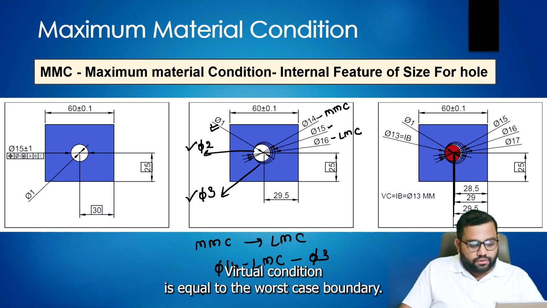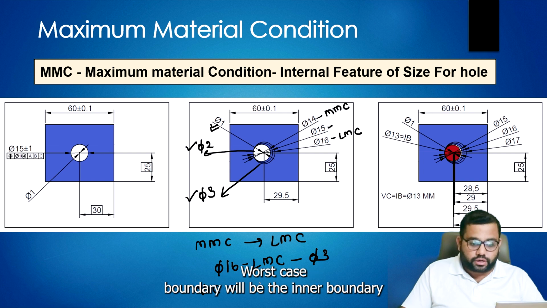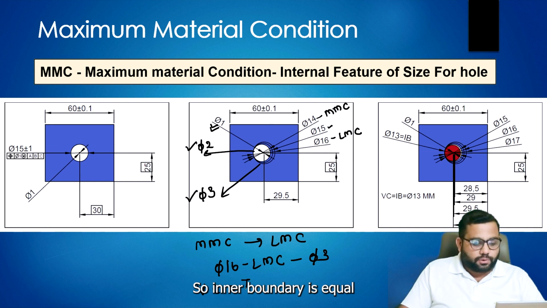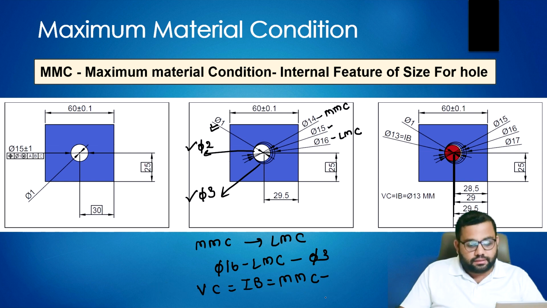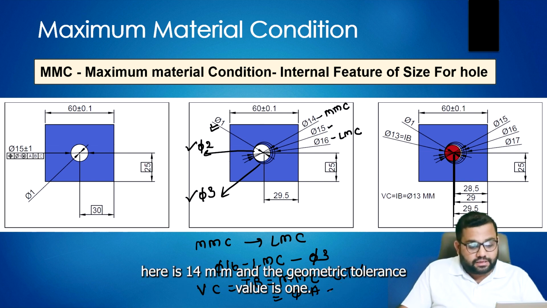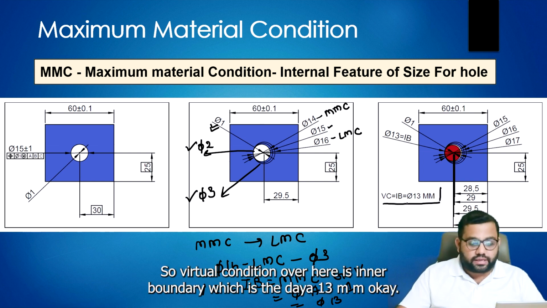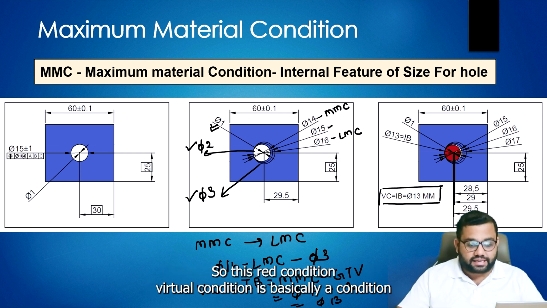If we calculate the virtual condition, what will it be over here? Virtual condition is equal to the worst case boundary. Worst case boundary will be the inner boundary in this case for the maximum material condition. So inner boundary is equal to the maximum material condition minus the geometric tolerance value. Maximum material condition here is 14 mm and the geometric tolerance value is 1, so we get dia 13. This is the virtual condition, the inner boundary, which is dia 13 mm.